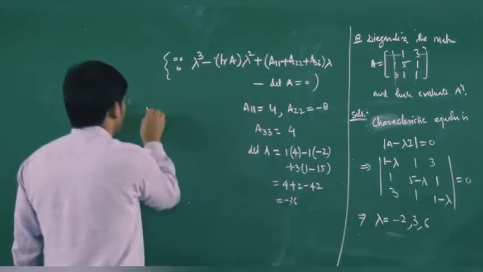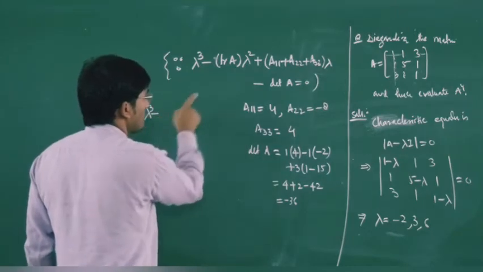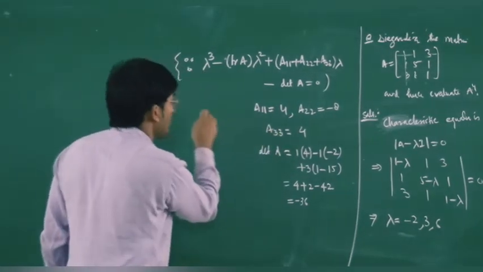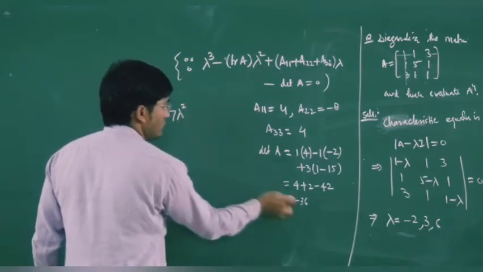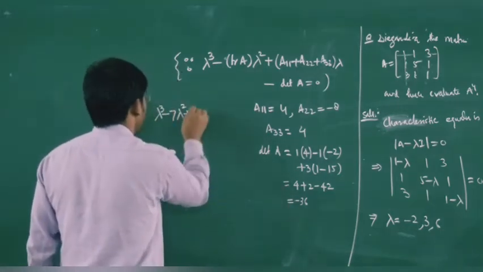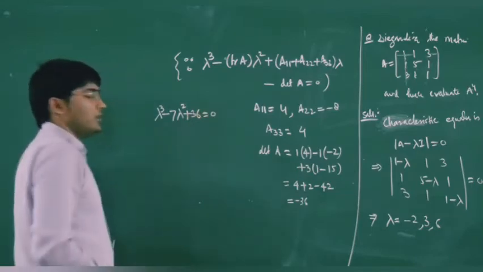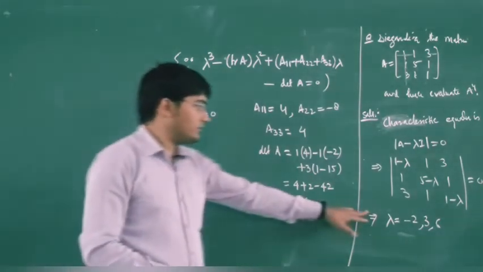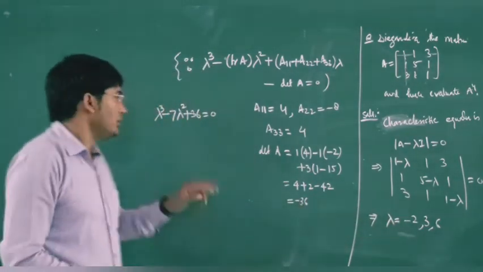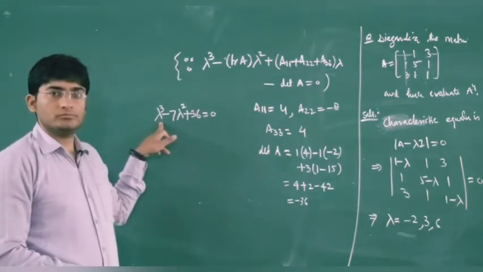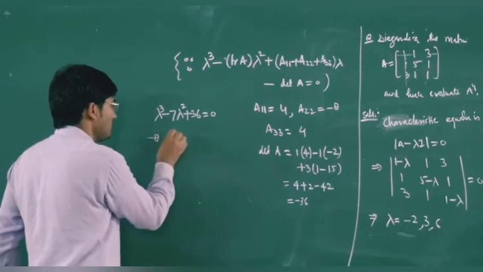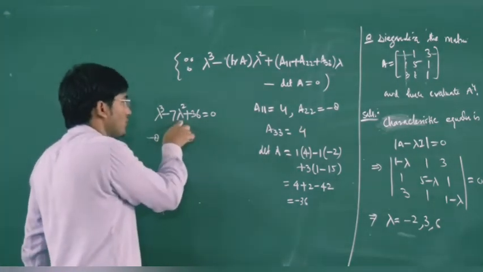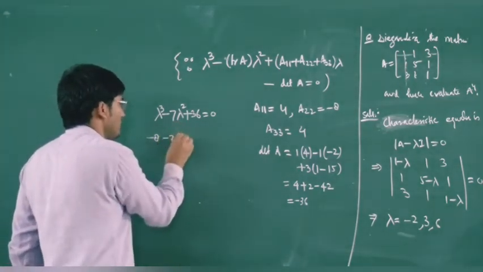So your characteristic equation will be lambda cube minus trace. Trace is 7. So we have 7 lambda square minus determinant, which is minus 36. So we have plus 36 equal to 0. Now if you want to cross check whether lambda equal to minus 2 is a root or not, then put lambda equal to minus 2 here. So this will be minus 8, and then 28 plus 36.